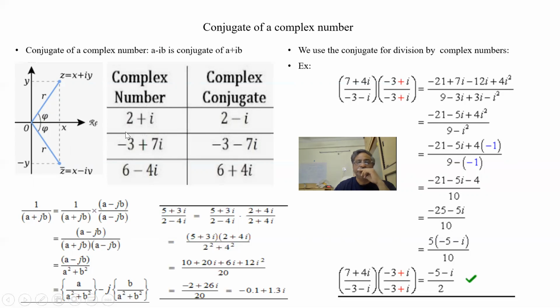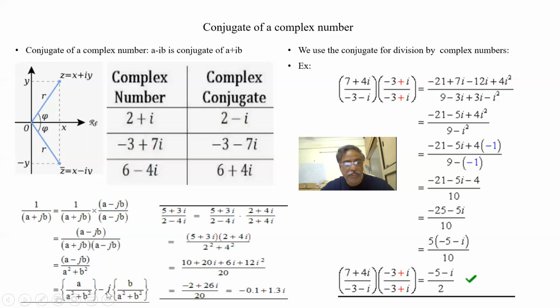So let us see. I want 1 by a plus ib, or jb. In place of i, it is written as j, because the y-axis is normally termed as j. So I am putting the conjugate on both the denominator and numerator. So a plus jb into a minus jb is a square minus j square b square. J square is minus 1, so it becomes a square plus b square. So 1 by a plus jb is nothing but a by a square plus b square minus j into b by a square plus b square.